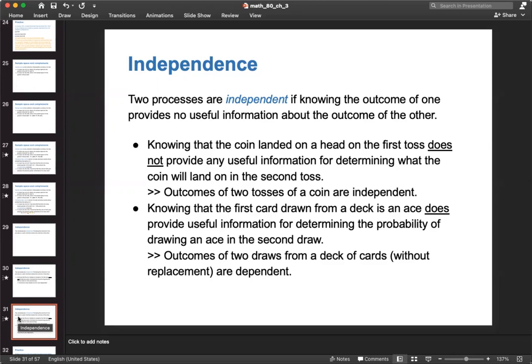So if you draw an ace and you don't replace it, that's going to actually change the outcomes of the second draw. So the outcomes of 2 draws from a deck of cards without replacement, meaning you don't put them back, so you pull one card, take a look at it, don't put it back, and then pull the second card, are actually dependent on each other. Because if you don't replace, the outcome of drawing the second card depends on what you drew for the first card. So those 2 events are not going to be independent.